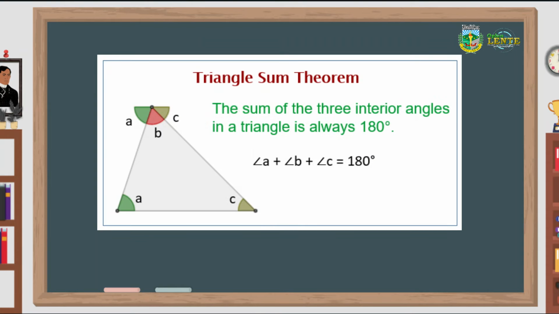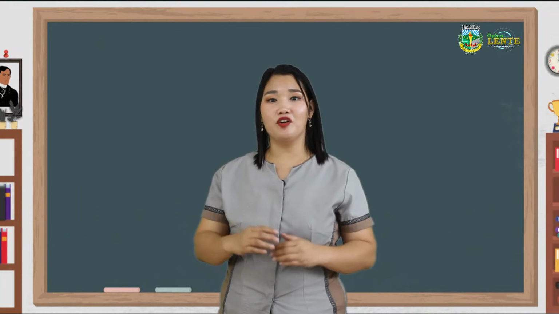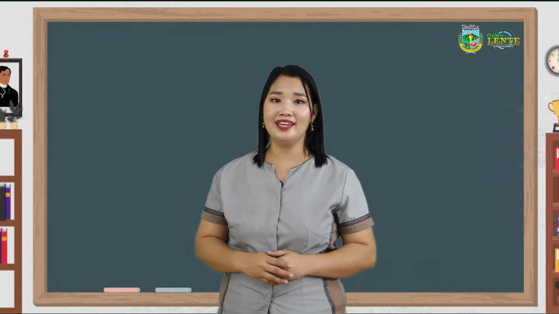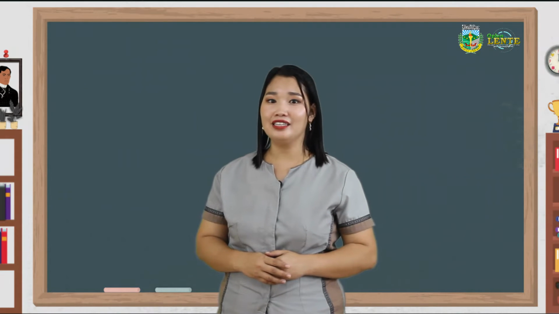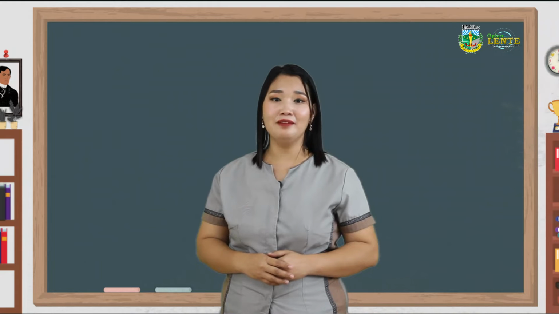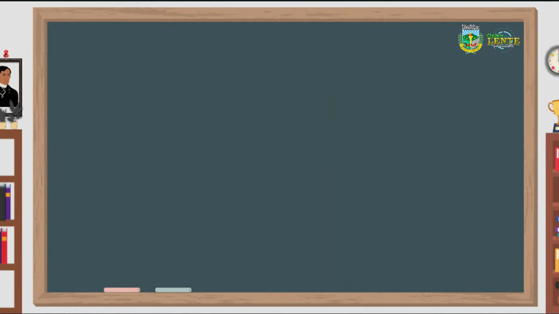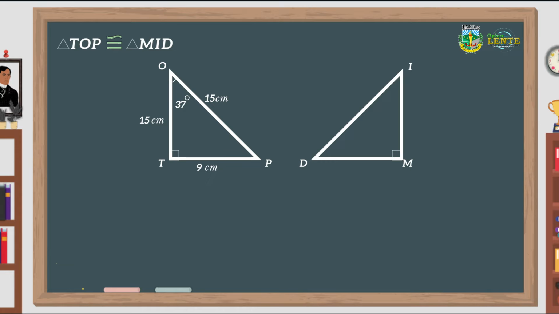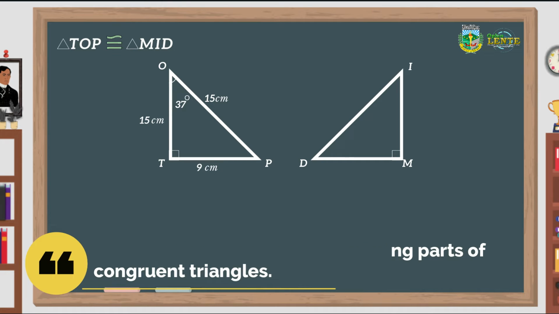Remember, the sum of the angles of a triangle is 180 degrees. Now you have learned that the corresponding parts of congruent triangles are congruent. We can now solve and find the measure of the corresponding parts of congruent triangles. Solve for the measure of the missing parts of congruent triangles.